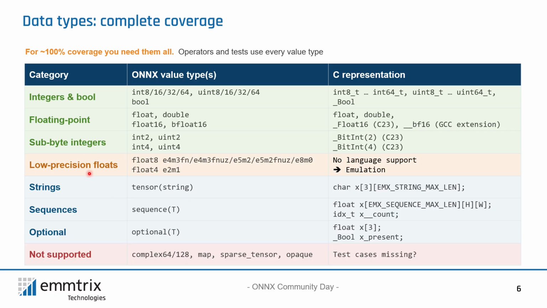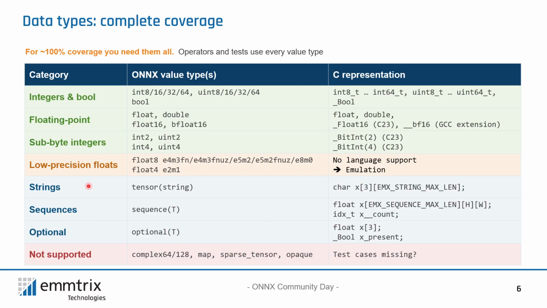For low-precision floating point like 8 and 4-bit, there is absolutely no representation currently in C. So we currently do emulation. It's more marketing to get 100% coverage, but it is not efficient or performant. If that is required in the future, we will take a look at how to efficiently apply it.